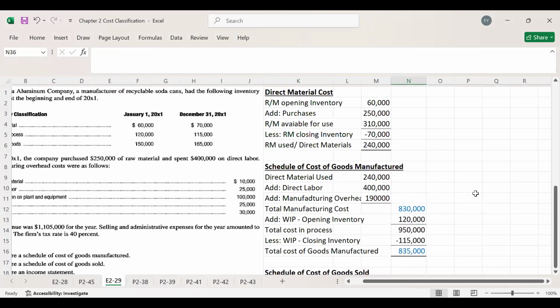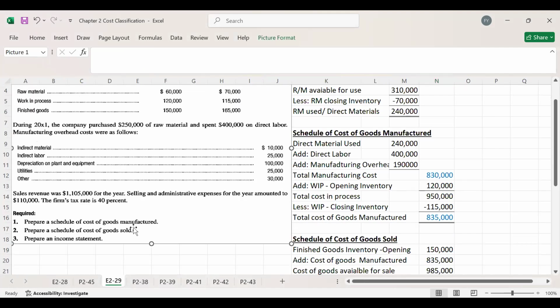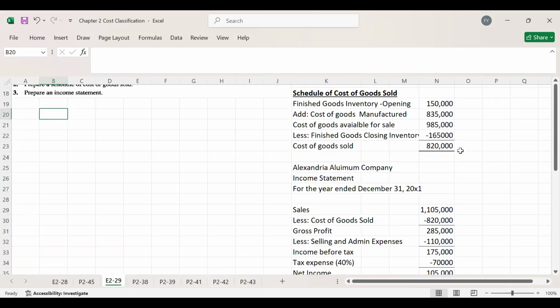We prepare in this problem all three requirements, prepare schedule of cost of goods manufactured. So here it is a schedule of cost of goods manufactured. Before preparing it, we need to calculate total manufacturing cost. We add all these three: material, labor, overhead. And for material used, we have this calculation: raw material opening inventory, add purchases, and then deduct raw material closing inventory. So that's it.